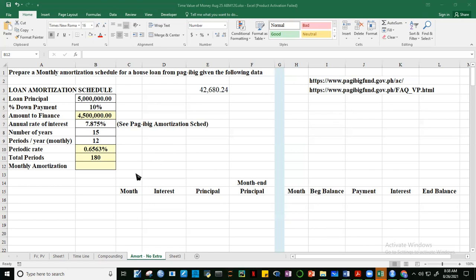Okay, sige, let's see. I'll copy the formula. So PMT, guys, you're correct, no? PMT yung ano natin. So sabi ni Roy, naglagay siya ng negative dito. We can put negative there, guys, kasi cash flow tong PMT, no? At saka, kung hindi tayo maglagay ng negative, na-negative yung answer natin. Kasi positive yung amount to finance.